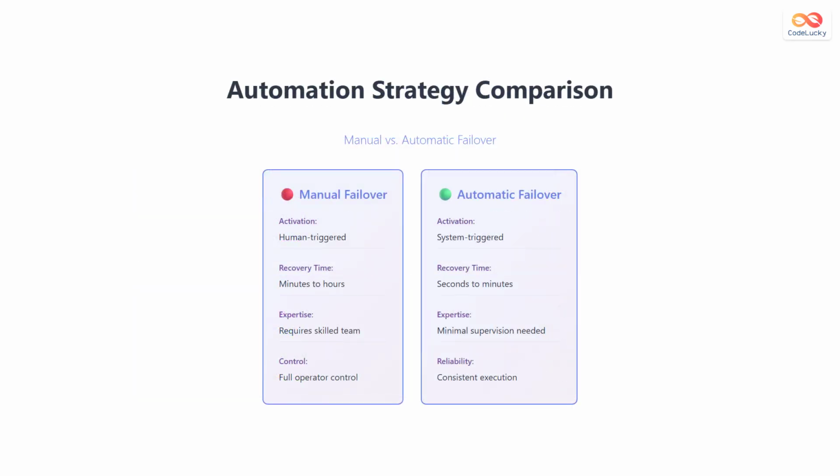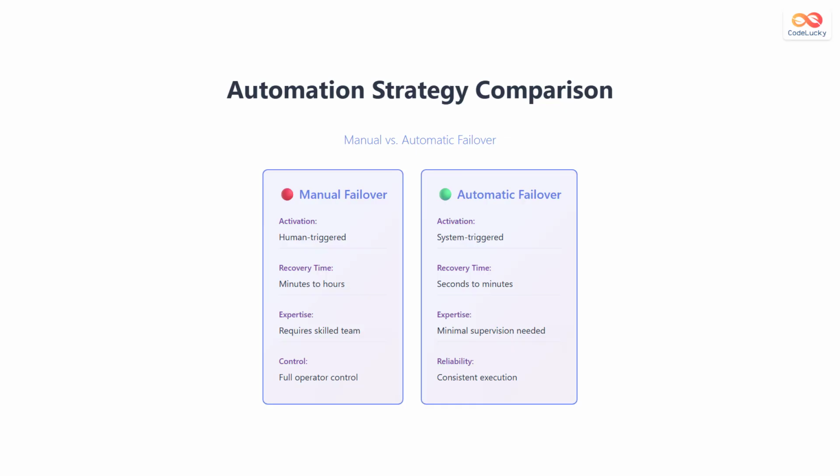Understanding the difference between manual and automatic failover is important. Manual failover requires a human operator to manually trigger the failover process when they detect a failure. Recovery time typically takes minutes to hours because it depends on human response. This approach requires skilled team members who can quickly identify and respond to failures, but it provides full operator control over the process.